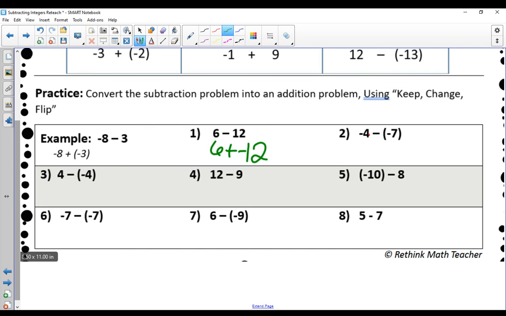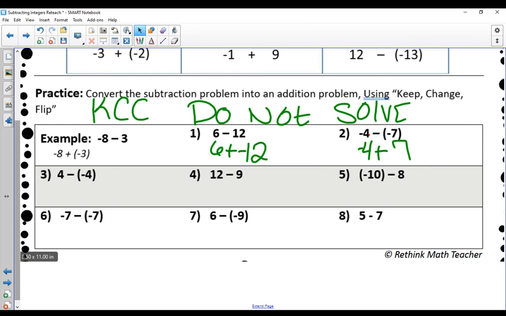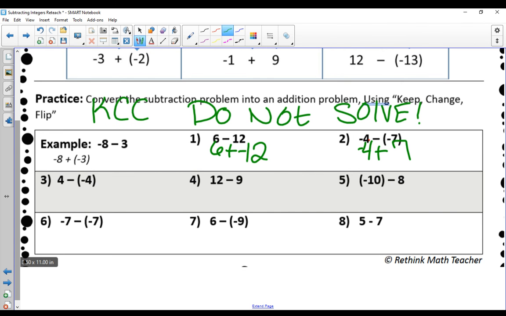Okay? Then, for number 2, we're going to follow that same steps of keep, change, change. We're going to keep our negative 4. I'm going to change my subtraction into addition. And then I want to change my negative 7 into its positive 7. So now I have negative 4 plus 7. So again, for this whole area, you're doing keep, change, change. And you're not solving. You are just doing the keep, change, change.